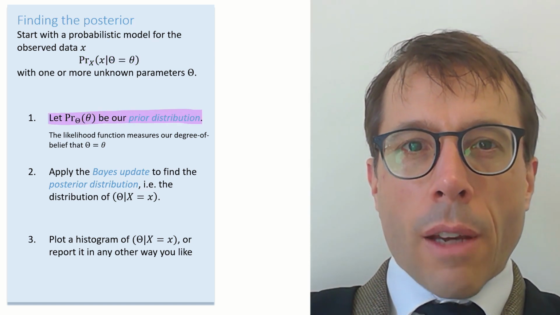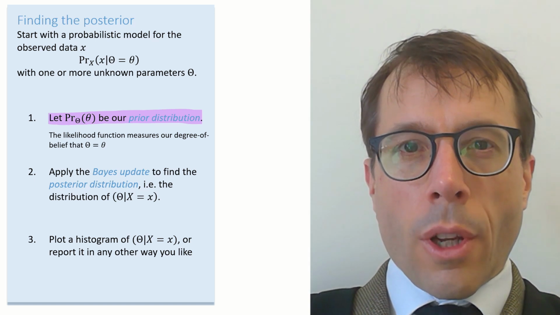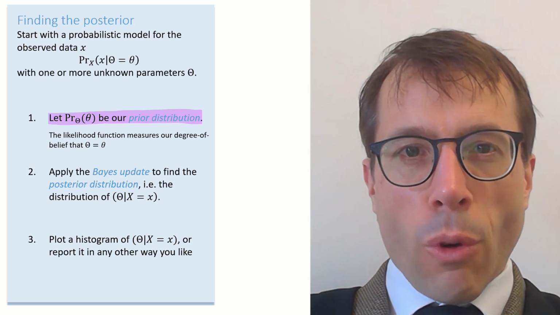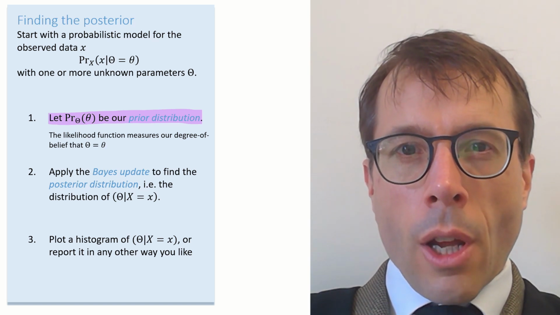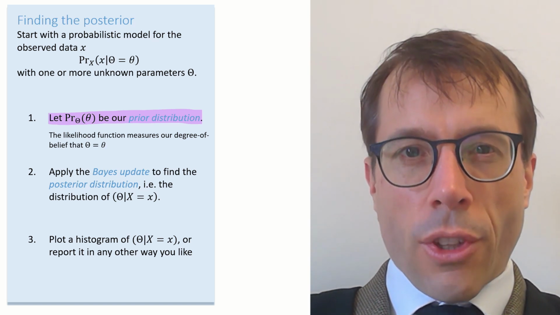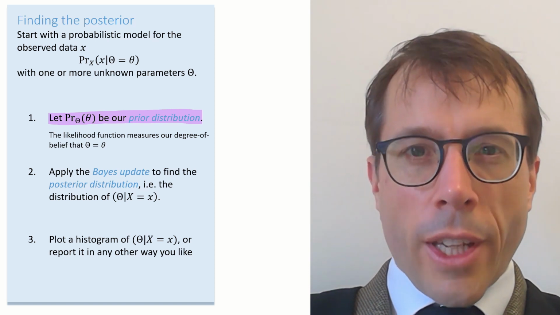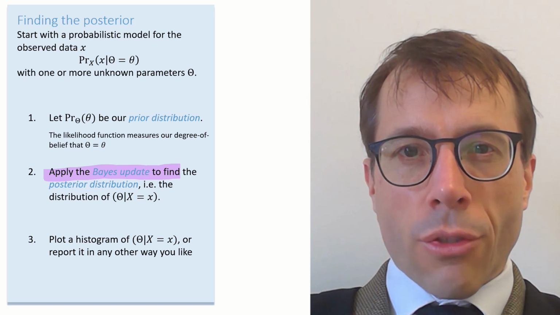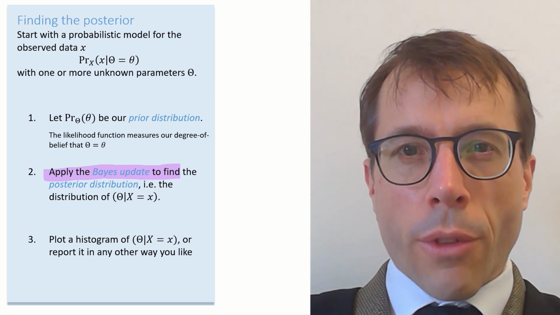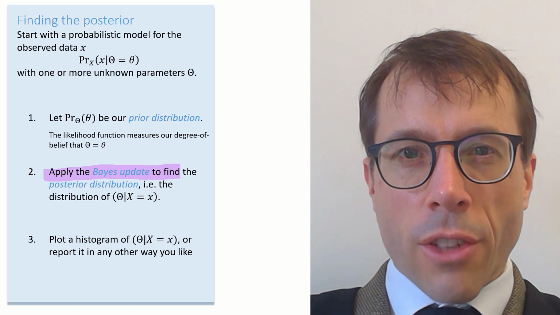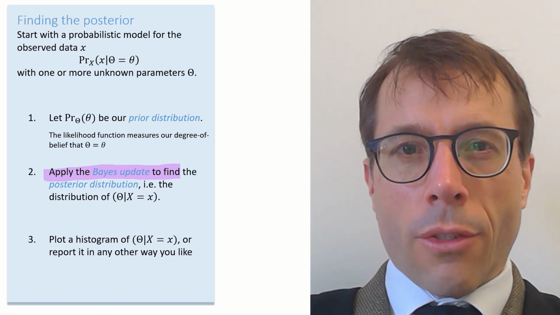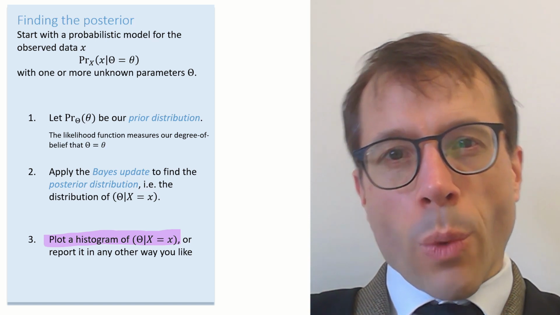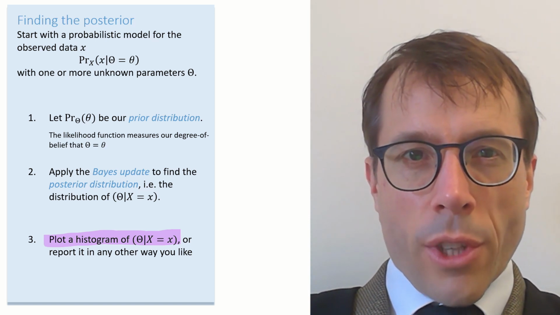Step 1. We have to declare our prior distribution for theta. We can set it out as a likelihood function, the likelihood for big theta of value little theta. This measures our degree of belief in the hypothesis that the unknown parameter's value is actually equal to little theta. Step 2. Apply Bayes' rule to find the posterior distribution of the random variable theta conditional on the observed data. This step is called the Bayes update step. Step 3. Once we know the posterior distribution, we could plot a histogram of it or report it in whatever other way we like.